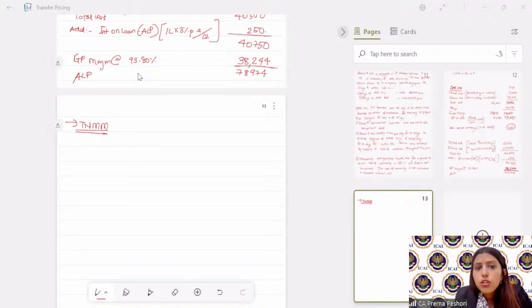So how will we calculate? Again, it's going to be the same method as RPM or CPM, but the only difference here is that we have net margin rather than gross margin. Clear? So under the transactional net margin method, we take into consideration the net margin rather than the gross margin. Let me give you a small example to understand this.